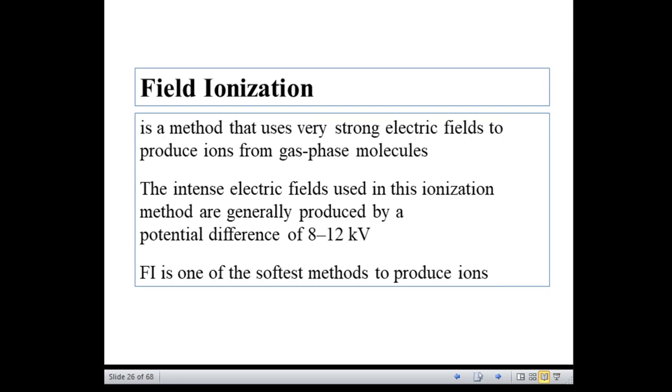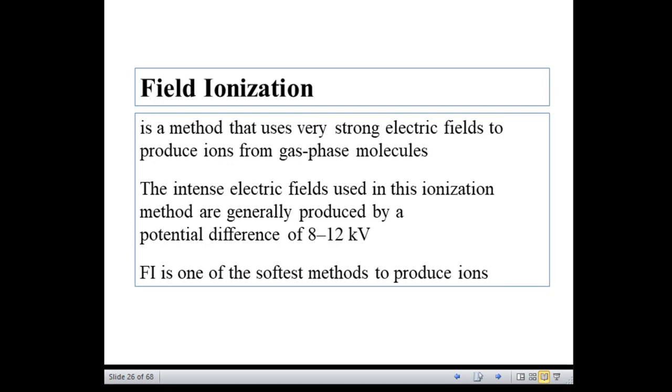And the electric fields are generally produced by a potential difference of 8 to 12 kilovolts. This is applied between a filament called the emitter and a counter electrode that is a very few millimeters far away in the ionization setup.